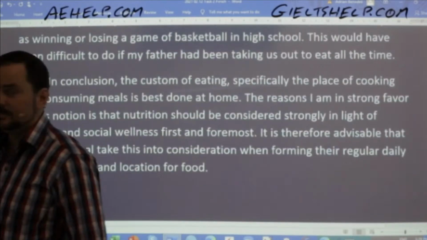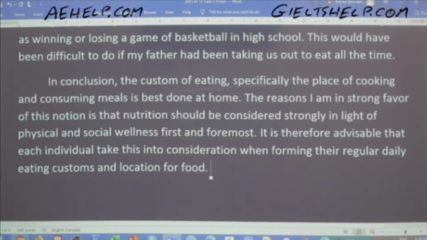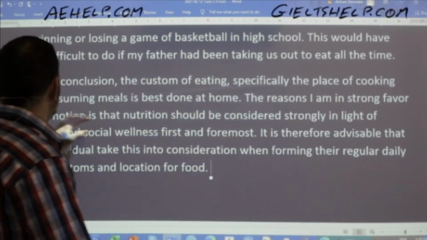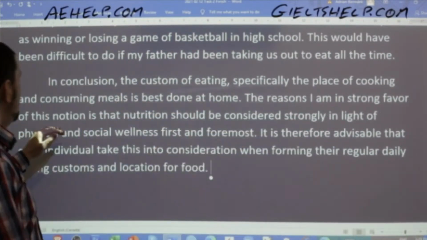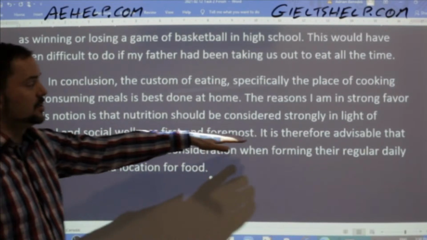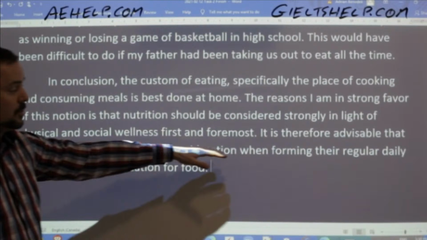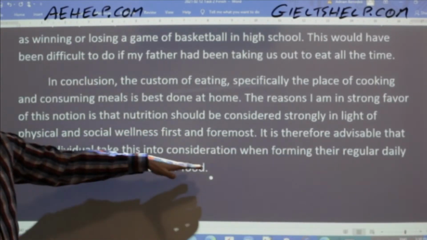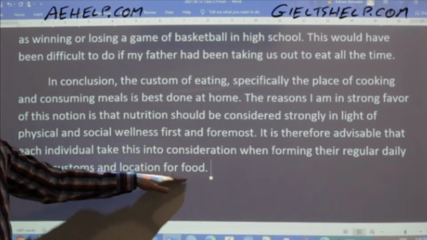Okay. So it took me about 2 minutes, but definitely take a little bit longer in the IELTS, review it. So in conclusion, the custom of eating, specifically the place of cooking and consuming meals, is best done at home. The reason I'm in strong favor of this notion is that nutrition should be considered strongly in light of physical and social wellness first and foremost. It is therefore advisable that each individual take this into consideration when forming their regular daily eating customs and location for food.